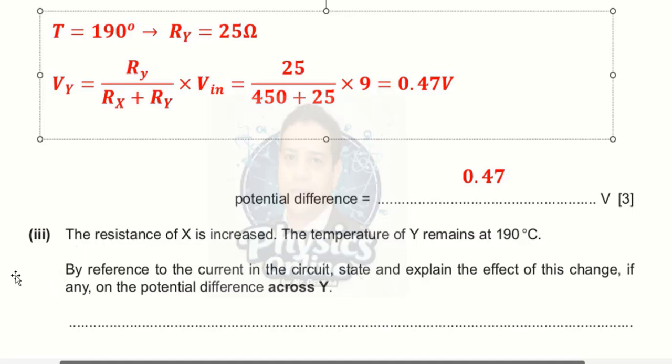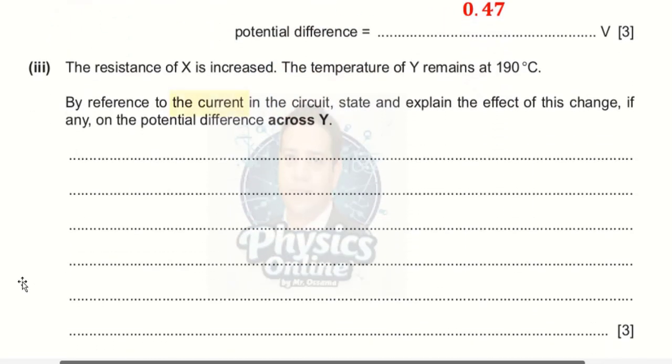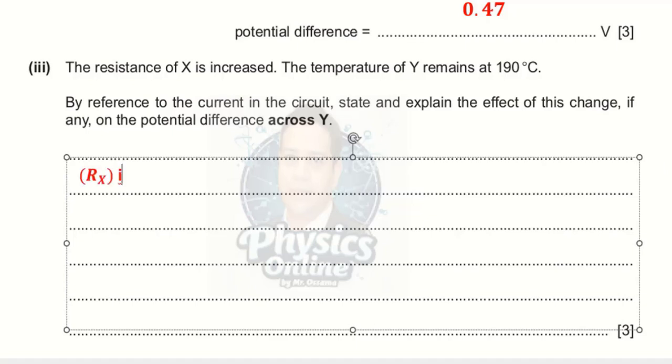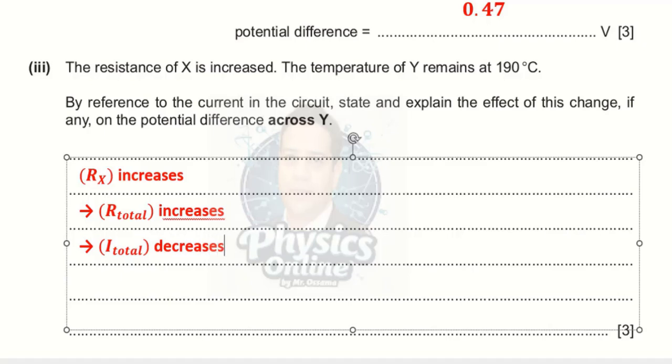The resistance of X is increased. The temperature of Y remains at 190 degrees. By reference to the current in the circuit, state and explain the effect of this change, if any, on the potential difference across Y. So, the resistance of X increases, which makes the total resistance also increase. What's the effect of this on the current? The total current decreases.